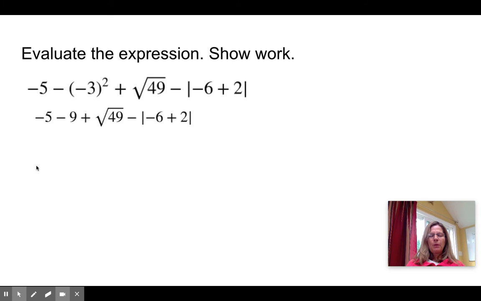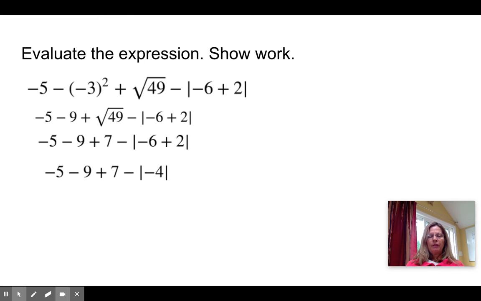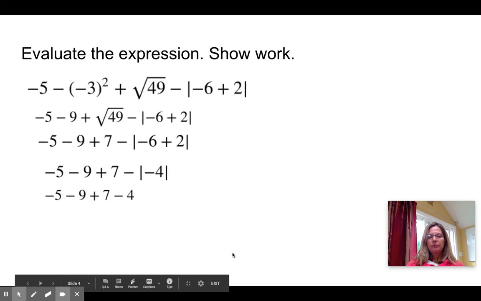All right, next, what would you like to do? Well, square root is actually an exponent. It's raising something to the 1/2 power, so we should do that radical term. The square root of 49 being 7. Next, I hope you would agree that the absolute value bars kind of act as a grouping symbol. So we're going to add negative 6 plus 2, remembering to copy down the minus sign before the absolute value bars. Now we're going to find the absolute value of negative 4, which is 4.